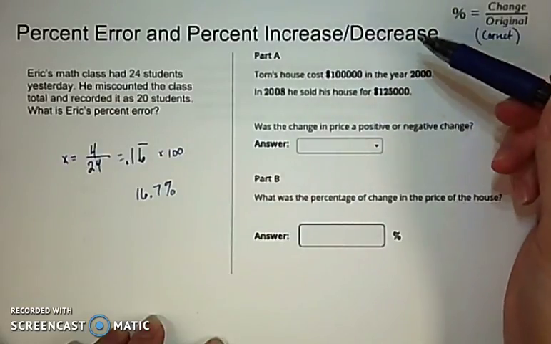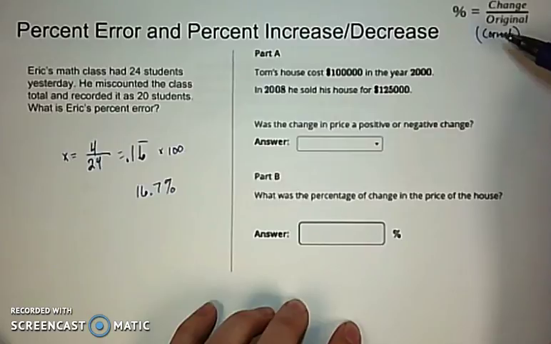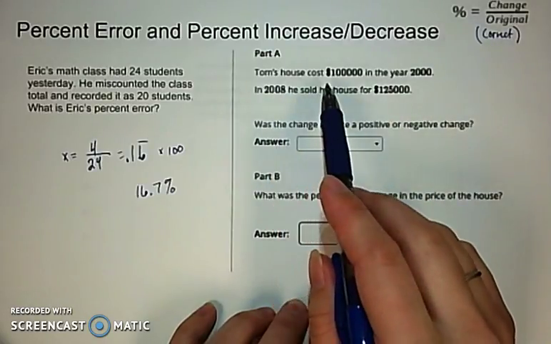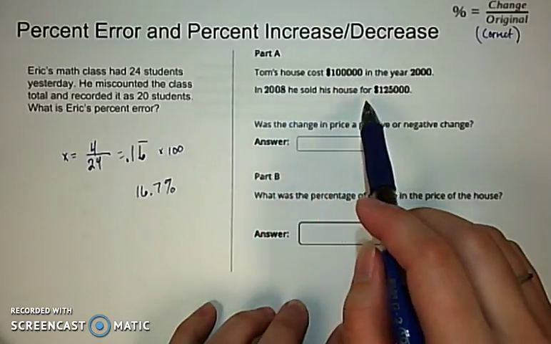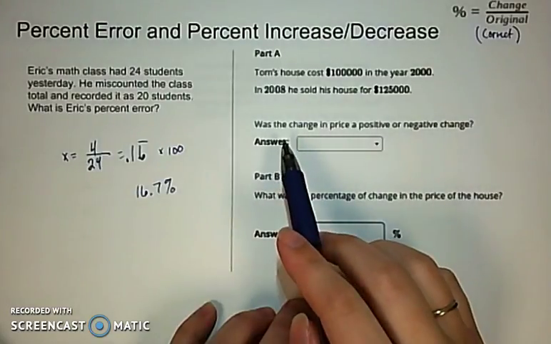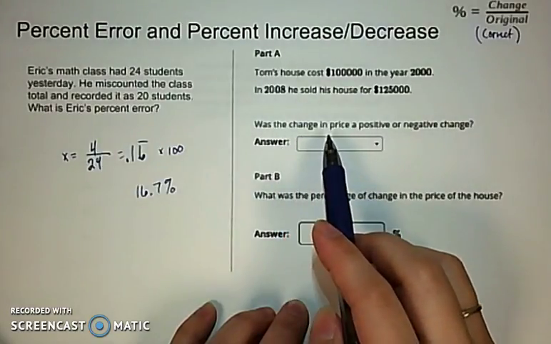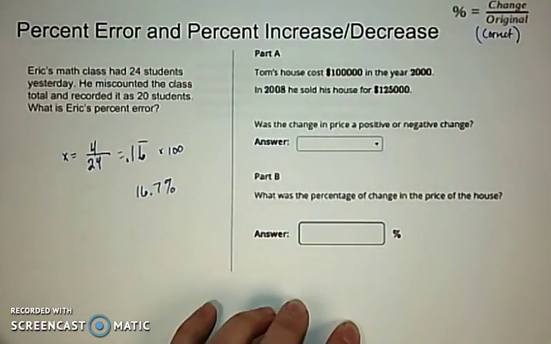Now, if we're talking about percent increase and decrease, it works very similarly, except instead of over the correct amount, it's going to be over the original amount. So here it says Tom's house cost $100,000 in the year 2000. In 2008, he sold his house for $125,000. So the first thing that they're asking us is what was the change in price, essentially positive or negative? That just means did it go up or did it go down?